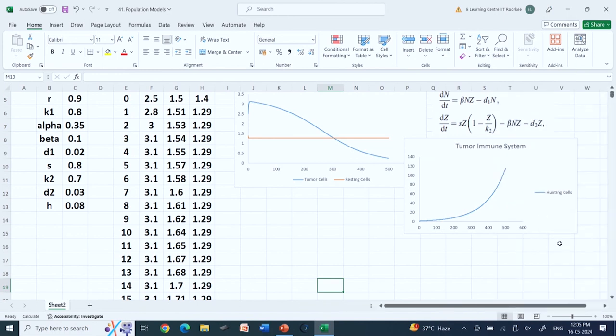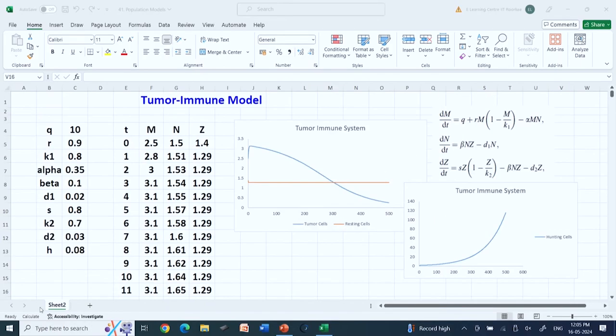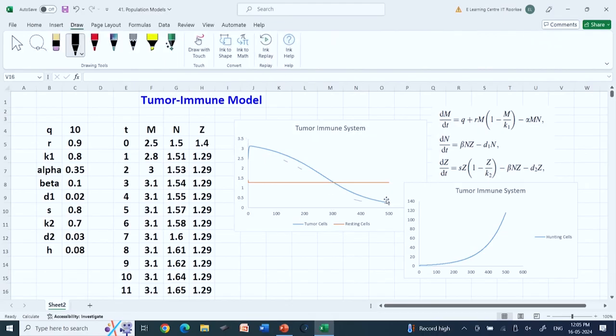Let me now explain this in the context of the model. So, as you can see that here the tumor cell is coming down, there is a small change here with our hunting cells, resting cells, whereas the hunting cells are growing up. This kind of makes sense because this is an interaction between the tumor and the immune system. So, the immune system succeeded in bringing down the number of tumor cells to a minimum with the support of this resting cells. And as the tumor is getting killed, your hunting cells also increase in numbers.